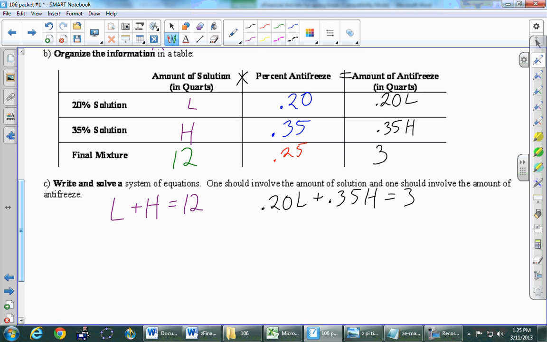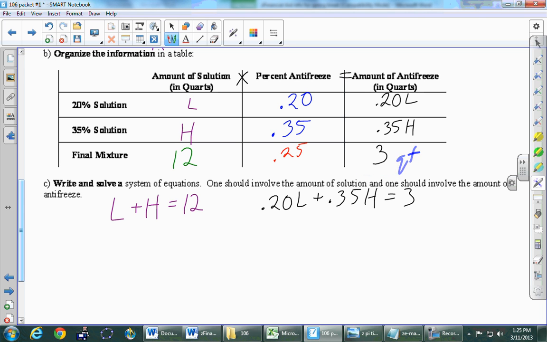It's harder to really understand what that equation says. This 0.20L tells you how many quarts of pure antifreeze, the chemical, you have. Well, I don't know. Depends on L. But whatever L is, 0.20L tells me how much of the pure chemical I have from the first bottle. This thing is how much pure chemical I have from the second bottle. When I pour them both in, I know when all is said and done, I'm supposed to have 3 quarts.